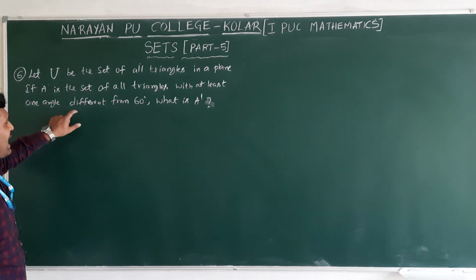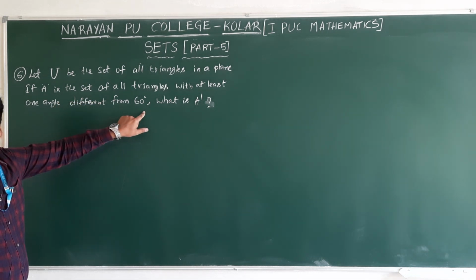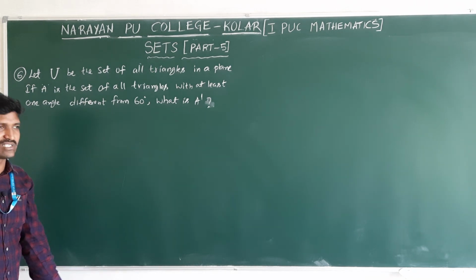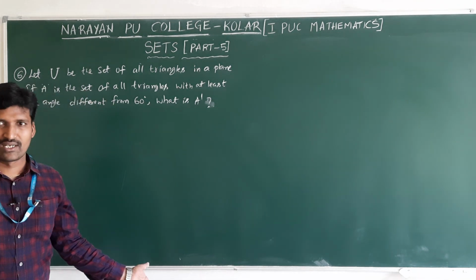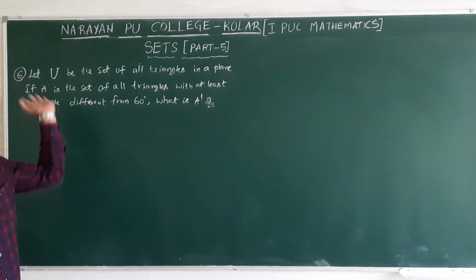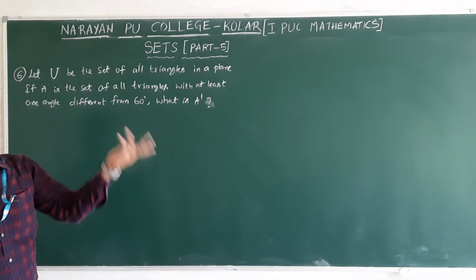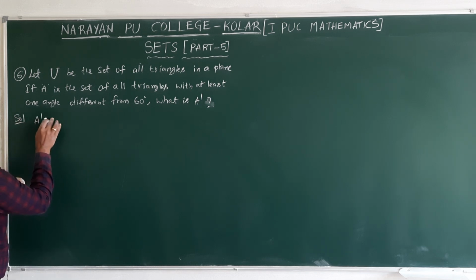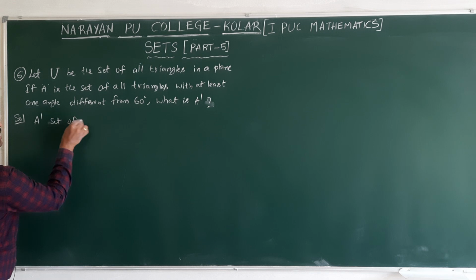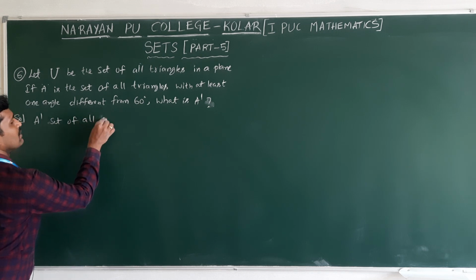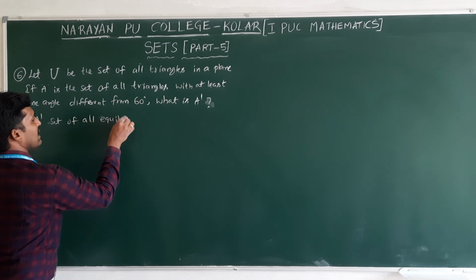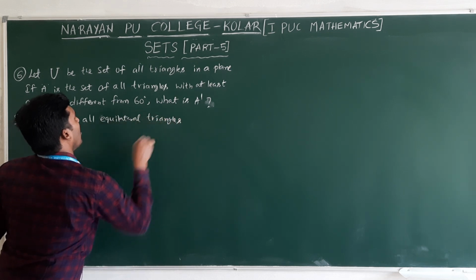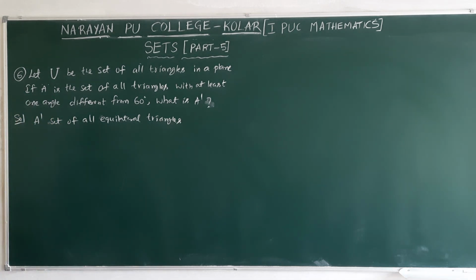Clear? At least one angle is different from 60 means greater than or equal to 1: one angle is not 60, or two angles not 60, or three angles not 60 cases. So for the complementary we get all angles are 60. That's why the complementary A dash is the set of all equilateral triangles. Reason: all angles become 60 degrees.